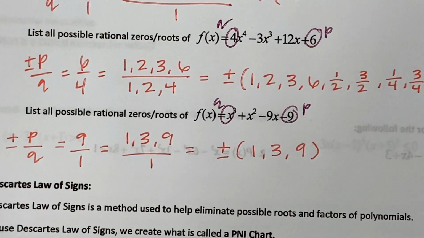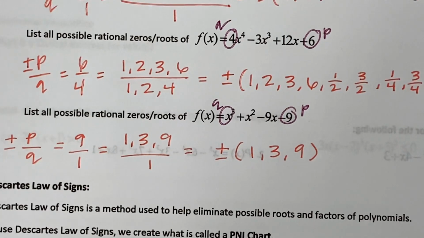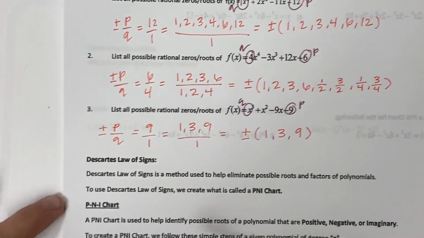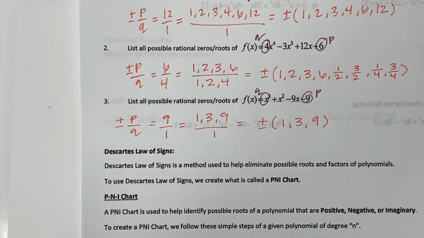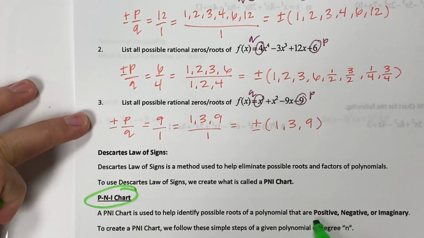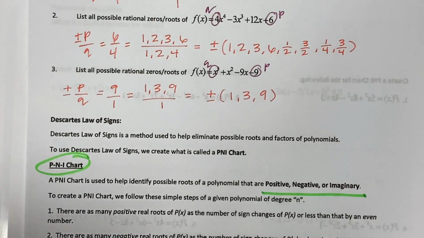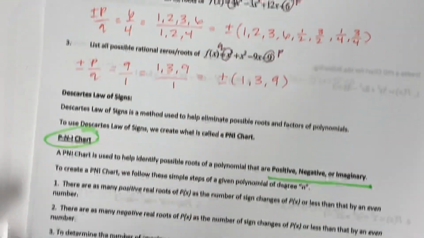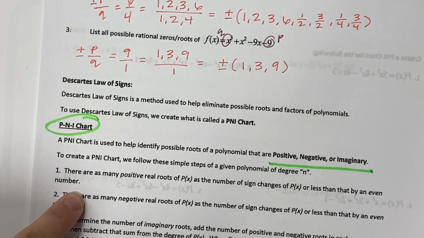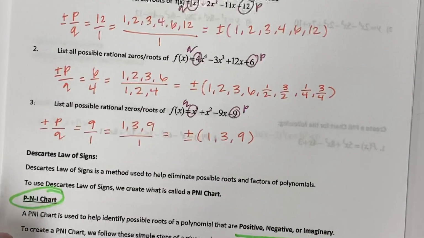What we're going to look at now is the type of roots. We're going to create what's called a PNI chart. A PNI chart stands for positive, negative, or imaginary roots. We're going to create this chart because say you are looking at this polynomial and after you create the PNI chart, you realize there are no negative roots. That means when we go to test some of these roots, we're not going to test any of the negatives because I already know there aren't any. So let's look at the next page, and I'm going to show you how to create a PNI chart.